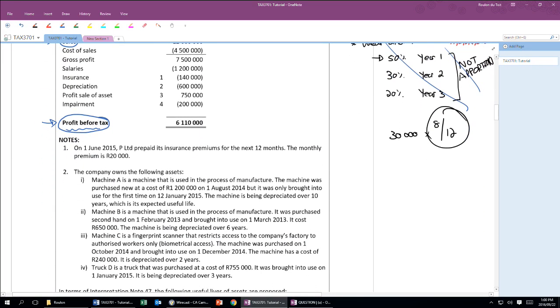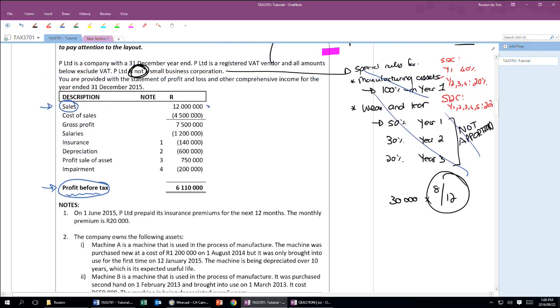Alright, so let's continue through the question. So they tell us that they provided us with a statement of profit and loss and other comprehensive income for the year ended 31 December 2015. Right. So there's a sales amount in there, there's cost of sales, etc. We've got some notes over here, and let's go.